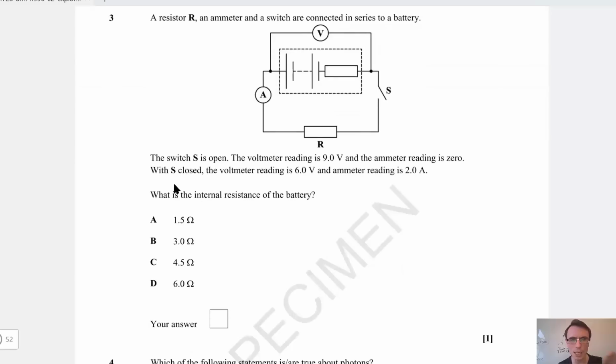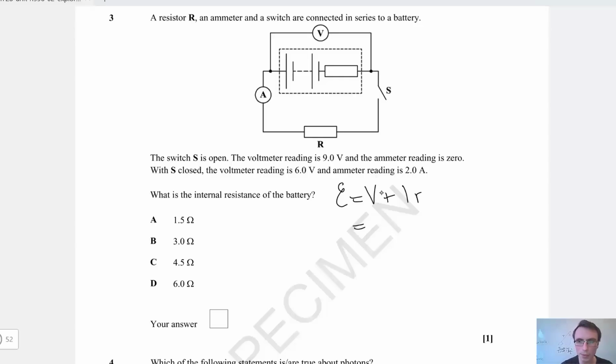Okay, question 3. We have a resistor, and then we have this cell across here. This is an internal resistance question. So immediately I'm going to write that E is equal to V plus Ir. So what are we given?